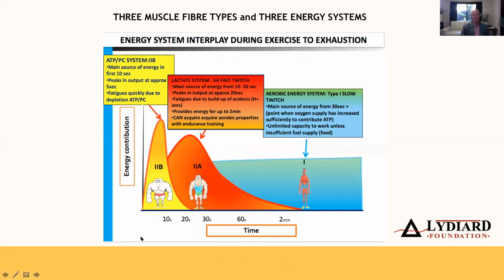Here is a diagram that shows you the main time frames that these energy systems peak at. So you see on the left there, in the yellow, orange, that's the ATP phosphocreatine system with the type IIB muscle fiber types. It peaks in about 5 seconds and rapidly diminishes in power output, but can continue to produce some power for up to 20 plus seconds.